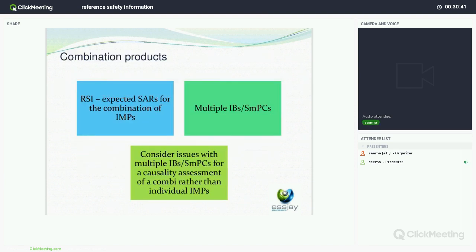Now, for combination products, you can have a combination reference safety information, or you can use multiple IBs and SPCs. But if you do use multiple IBs and SPCs, then there could be issues with regards to this because you're assessing causality for the combination rather than the individual IMPs. And sometimes it is easier to have a combination reference safety information.